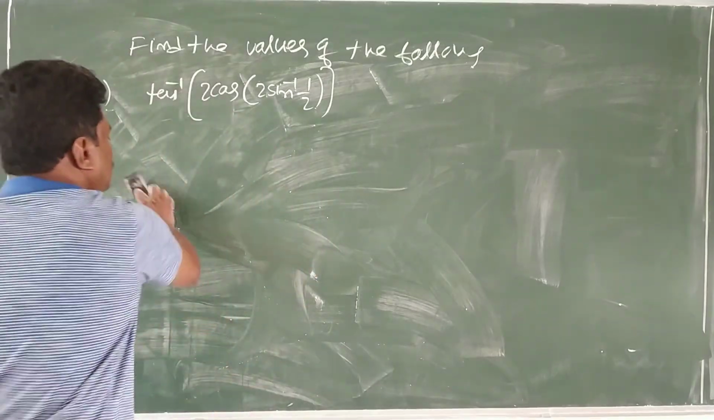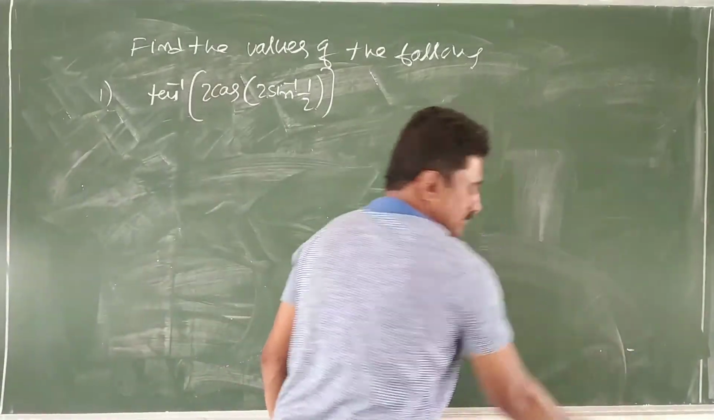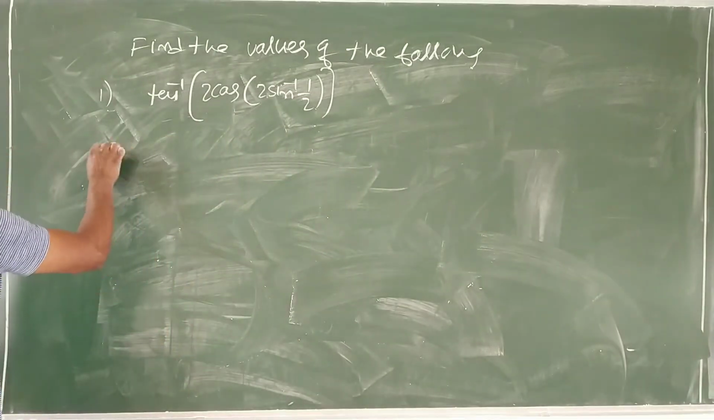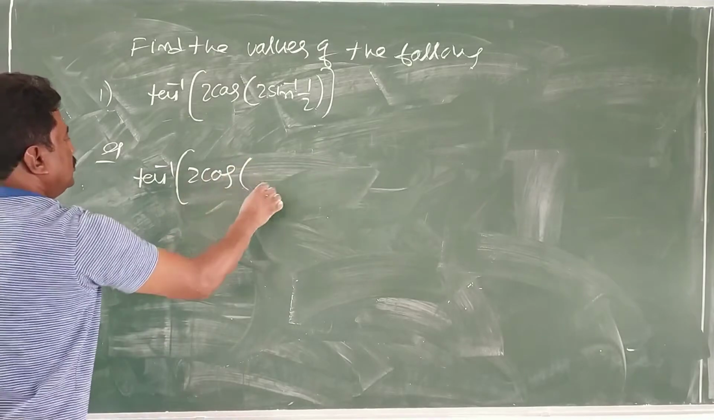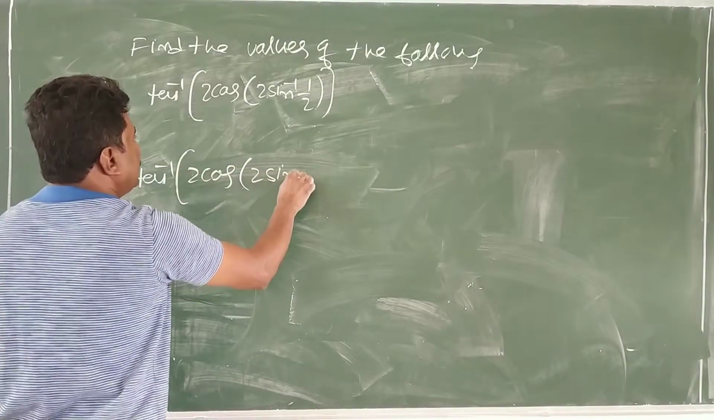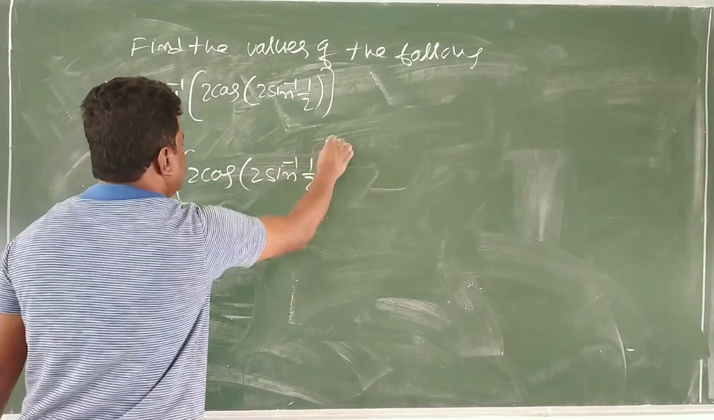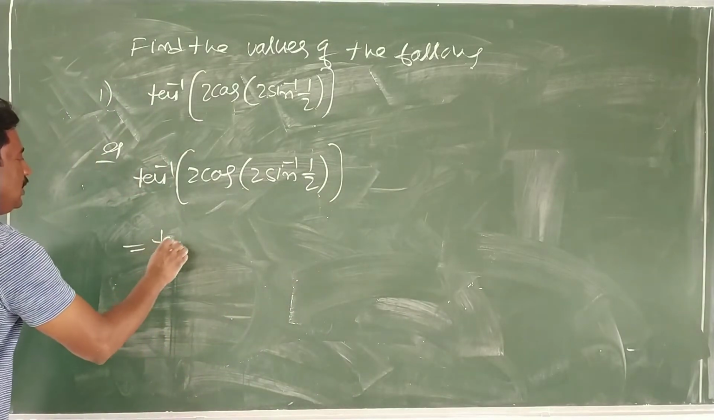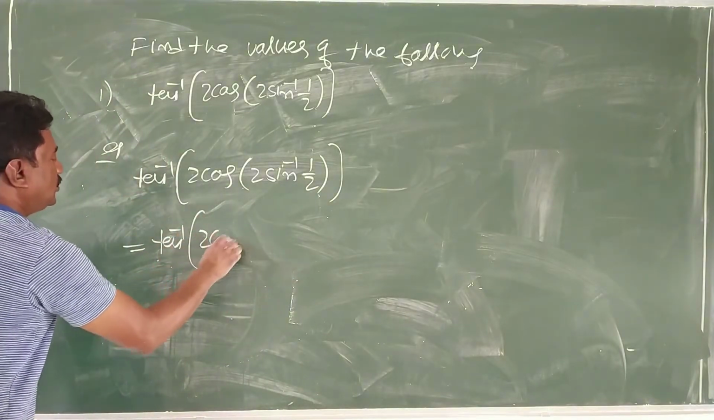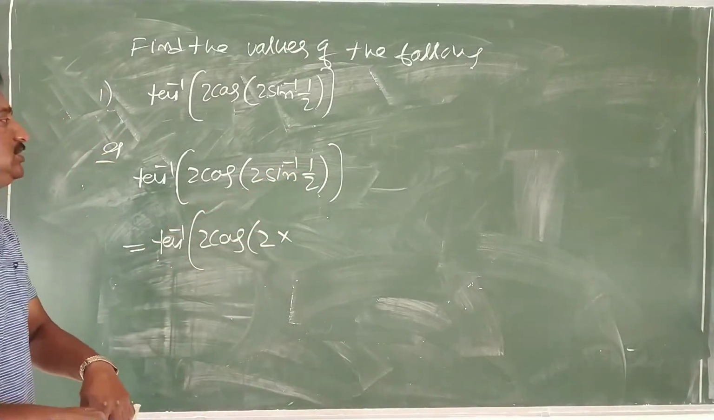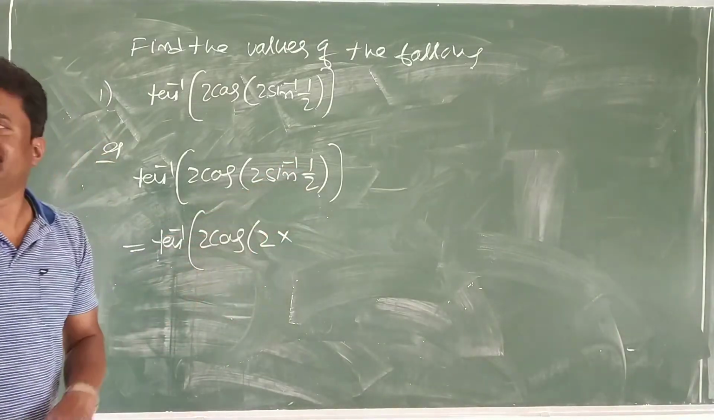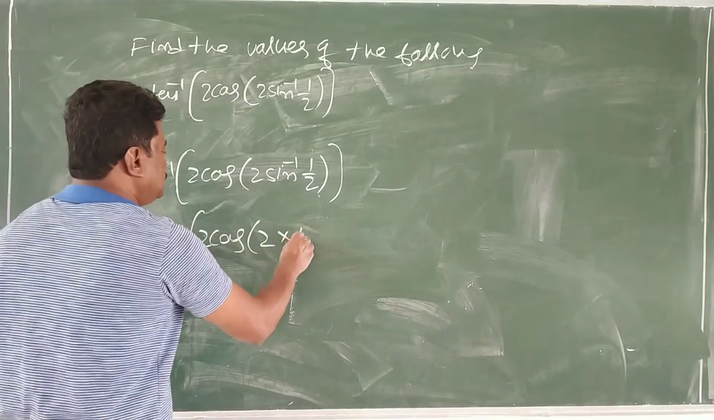Solution. Tan inverse of 2 cos 2 sine inverse 1 by 2. Tell me the sine inverse 1 by 2 value, students. Sine inverse 1 by 2 is pi by 6, that is 30 degrees.